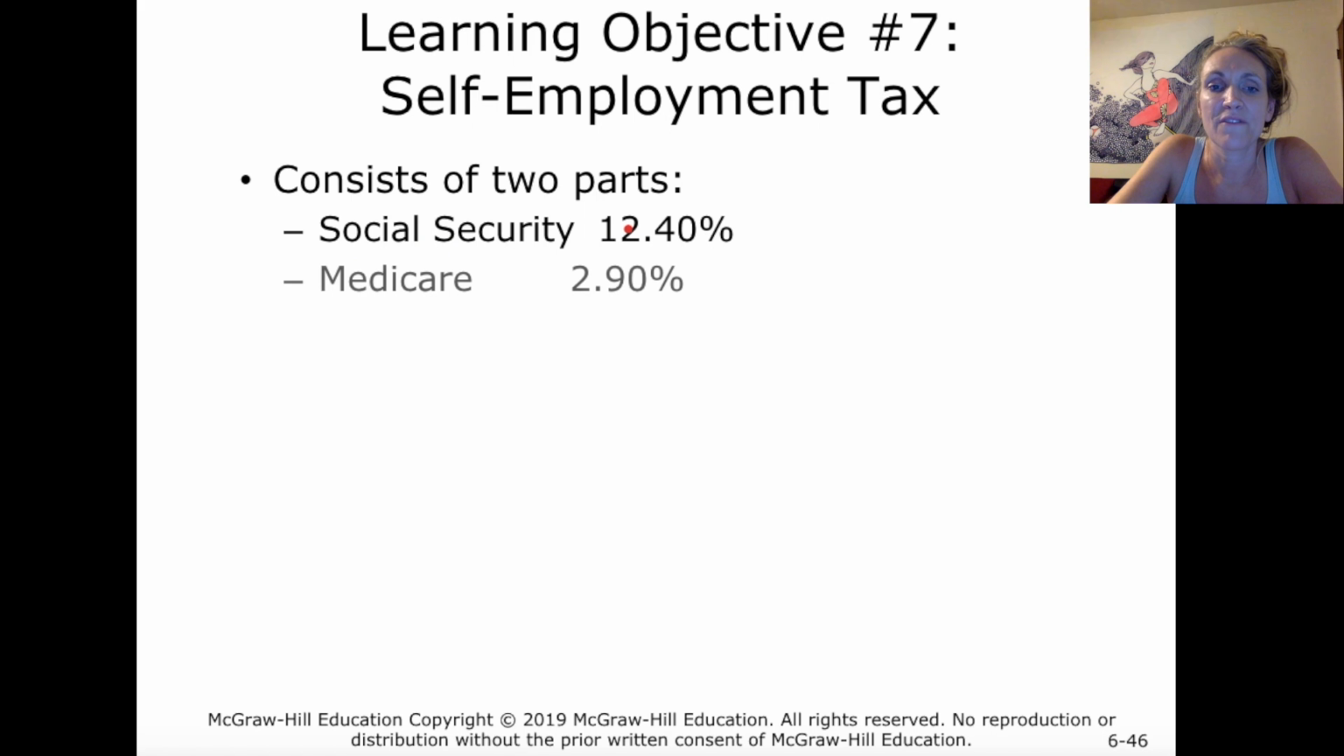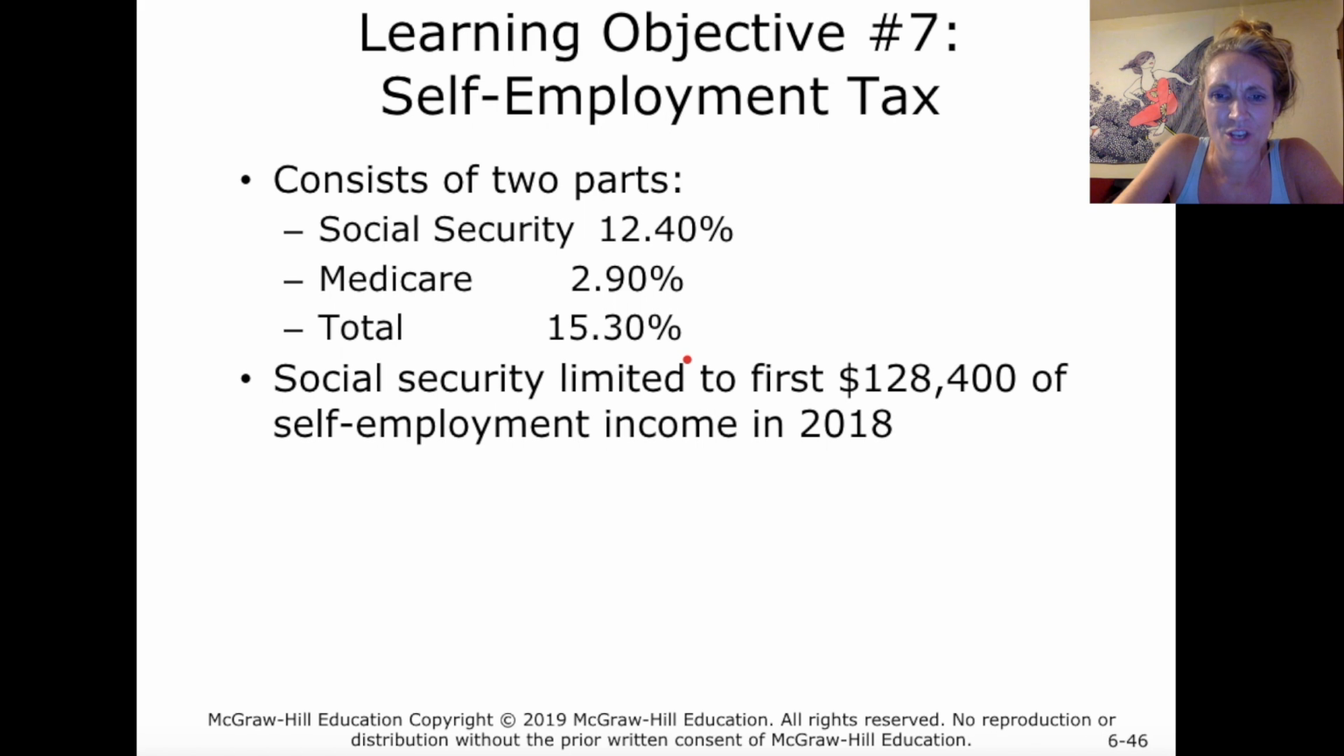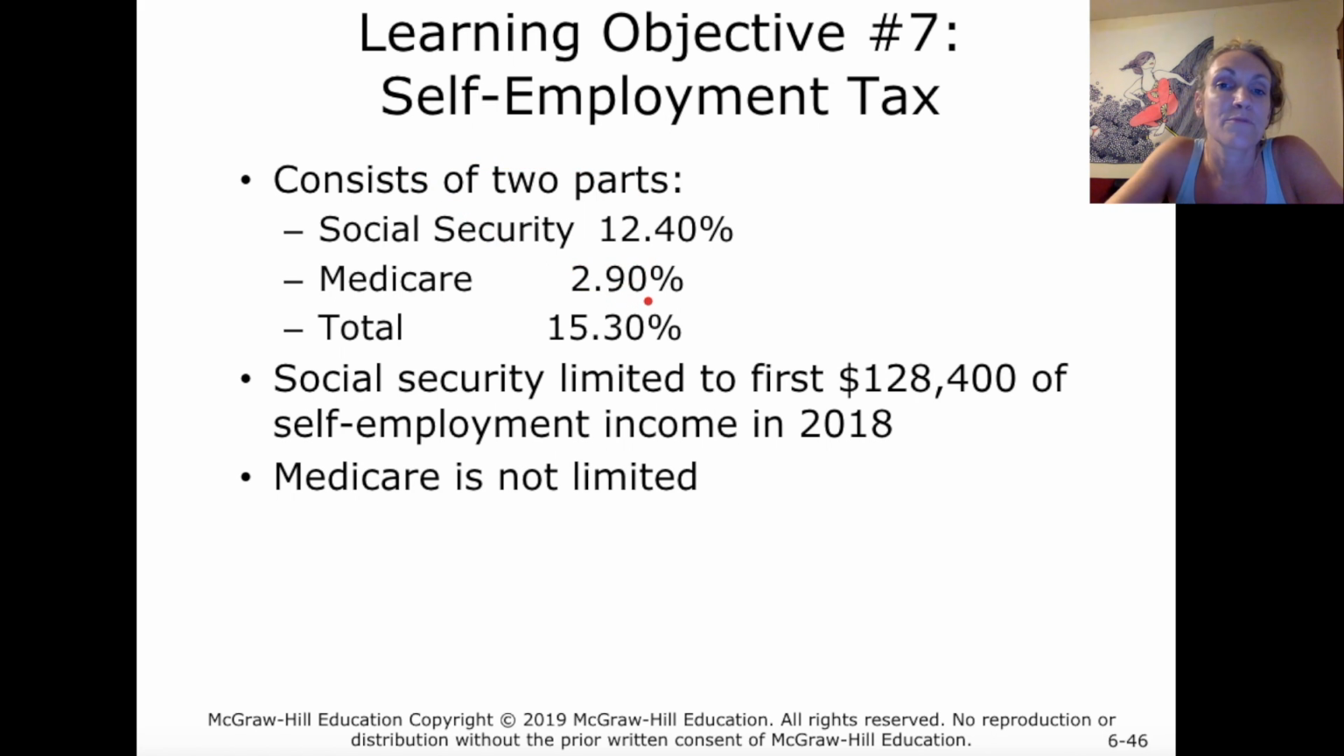Social Security, 12.4, Medicare, 2.9. Total, 15.3. So as an employee, you'll notice in your paycheck, 7.65% is withheld. Social Security is limited, so this 12.4% only applies to your first $128,400 of income. Then it doesn't apply anymore and it becomes a regressive tax rate, effectively. Medicare is not limited, so 2.9% applies on all net income.